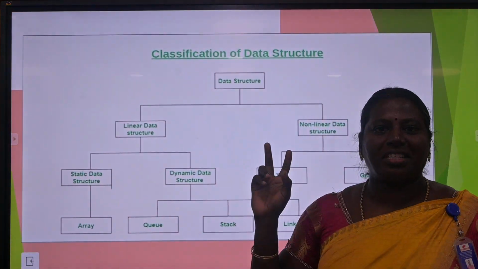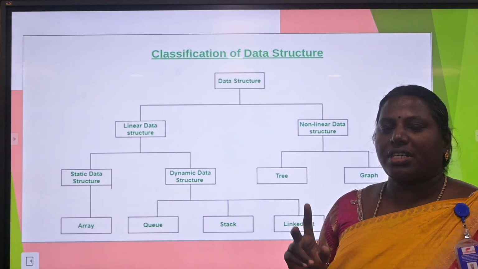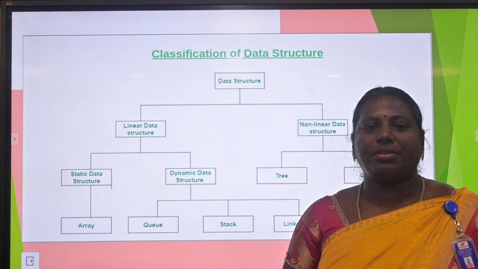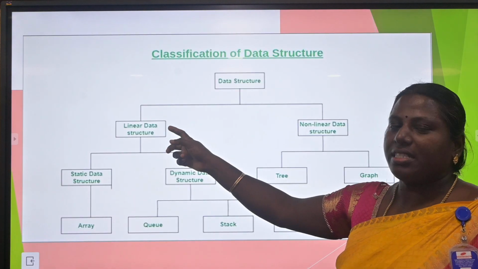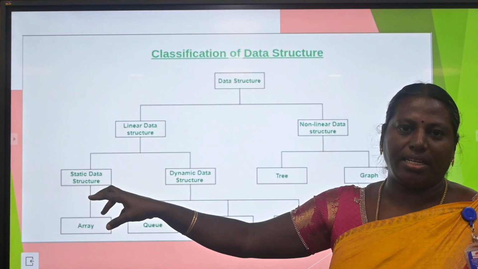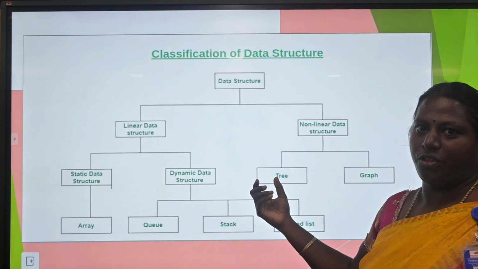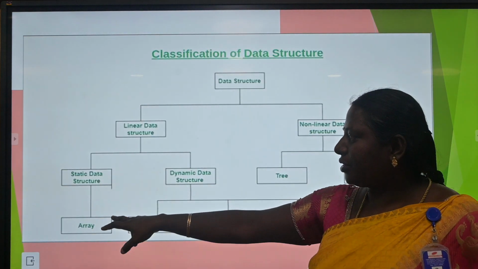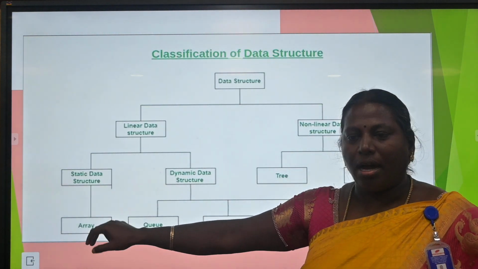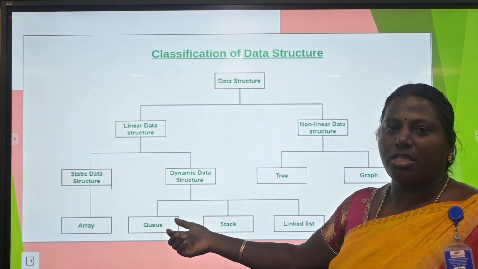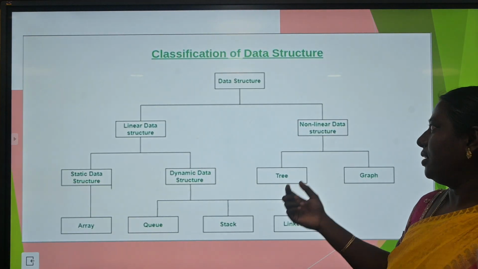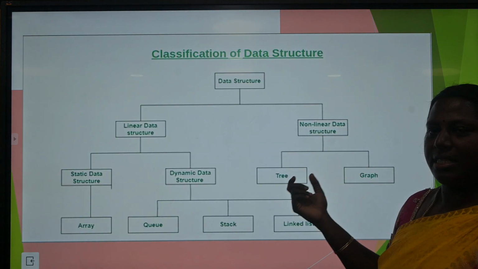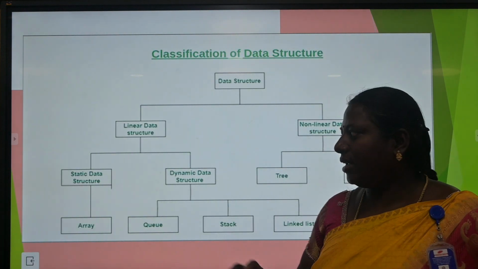Next one, classification of data structure. Data structures are classified into two types: linear data structure and non-linear data structure. Again, linear data structure is divided into two types: static data structure and dynamic data structure. The static data structure is supported by arrays, and the dynamic data structure is supported by queue, stack and linked list. Then non-linear data structure is supported by trees and graphs.